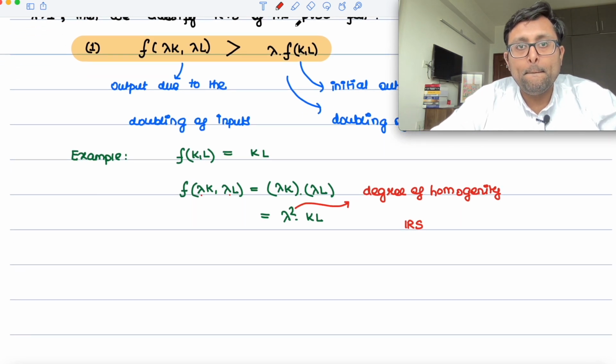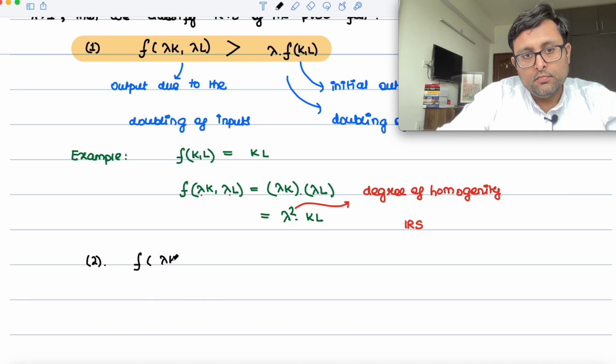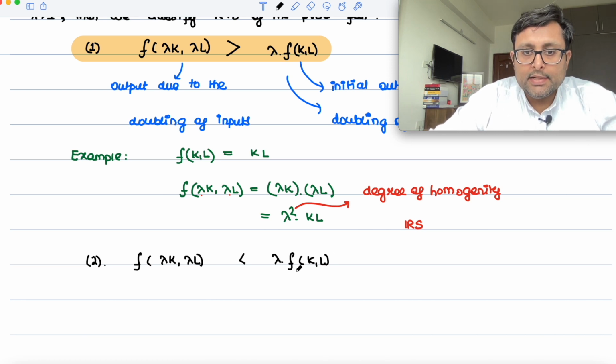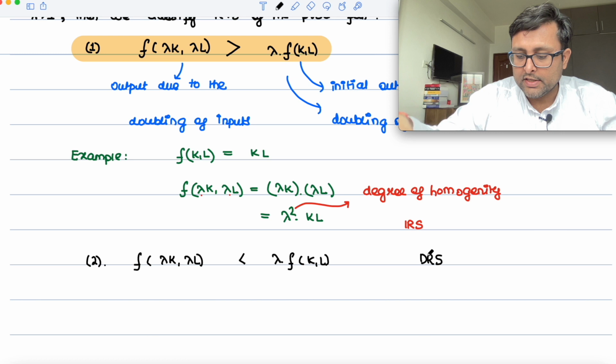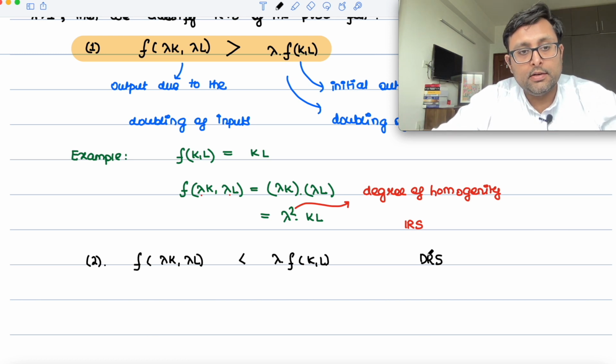Second thing is, f of lambda k lambda l. So the output which you get by doubling of the inputs, if it is less than double of the initial output, this is the case of decreasing returns to scale. If it is less than double of the output, this is the case of decreasing returns to scale.